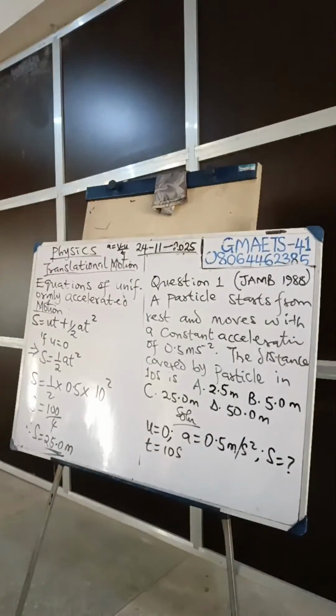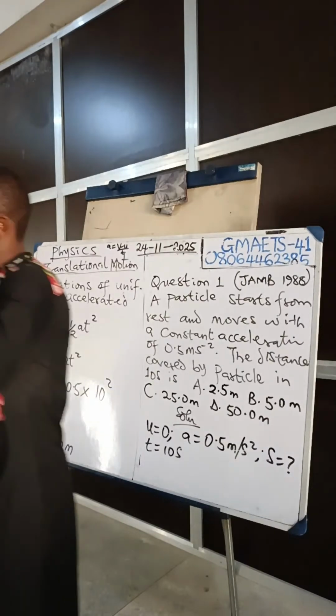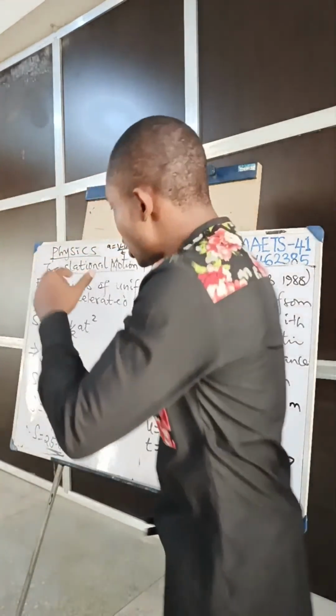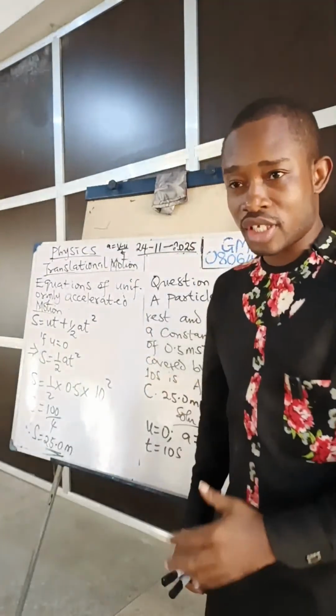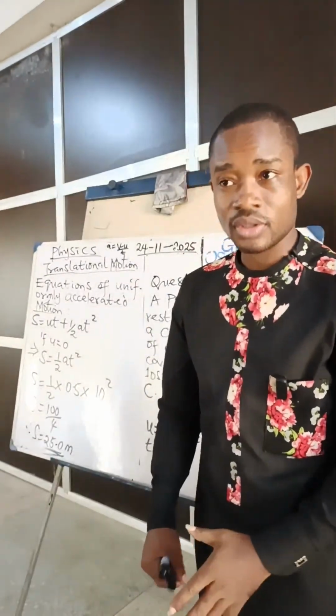Our time is up. This is 4 minutes to 2, so we can take another question again. You know, what we have done here is to establish the principle of the equation of uniformly accelerated motion. Is that not so? Good.